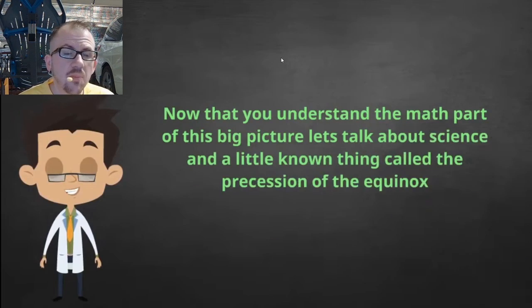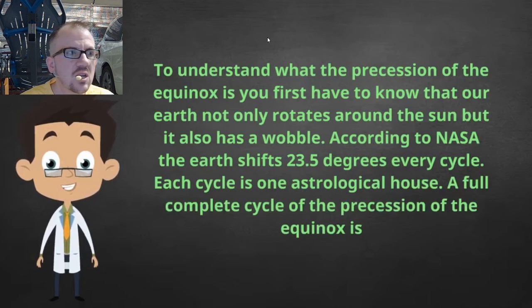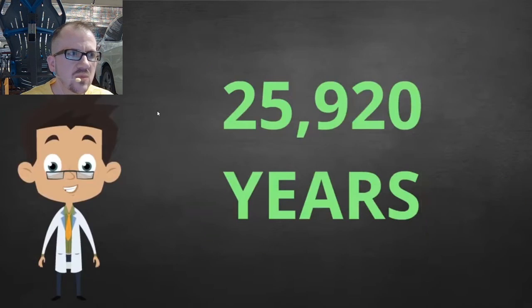Now that you understand the math part of this big picture, let's talk about science. Let's talk a little bit about something called the precession of the equinox. To understand what the precession of the equinox is, you first have to know that the Earth not only rotates around the sun, but it also has a wobble. According to NASA, the Earth shifts 23.5 degrees every cycle. Each cycle is one astrological house. A full complete cycle of the precession of the equinox is 25,920 years. This is called one great year.